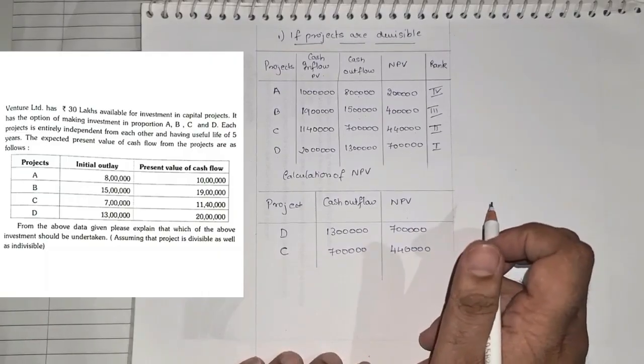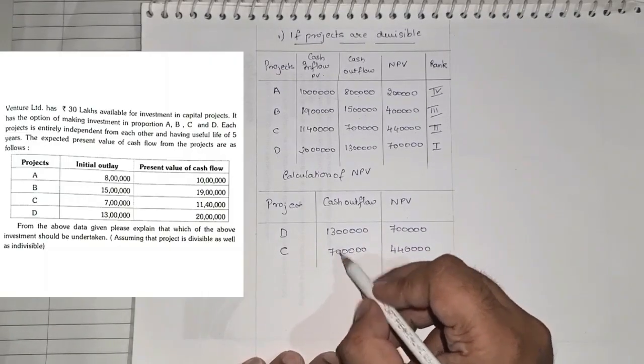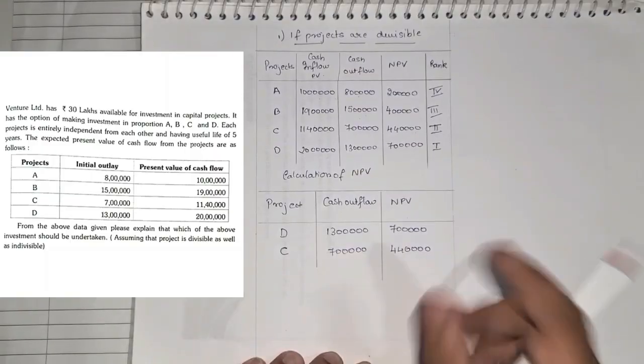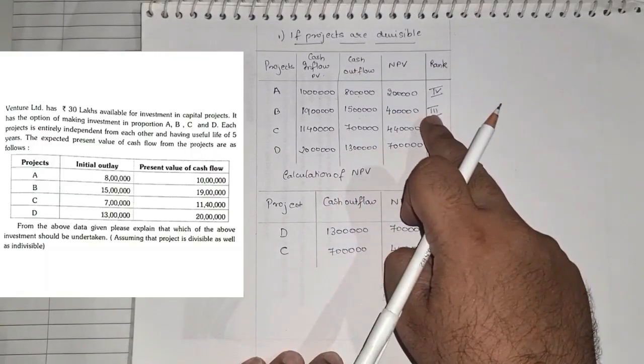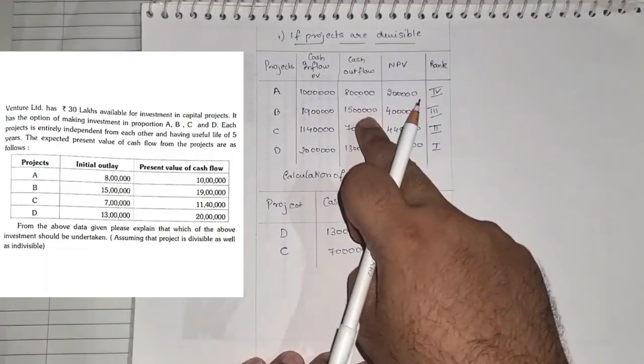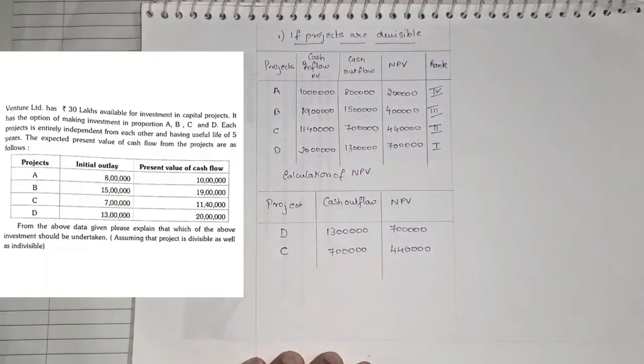Now 13 plus 7, we have already spent 20 lakhs. So I can only spend now last 10 lakhs. So now the next, third rank, is project B. The outflow is 15 lakhs. Now out of that 15 lakhs, I can only spend 10 lakhs.